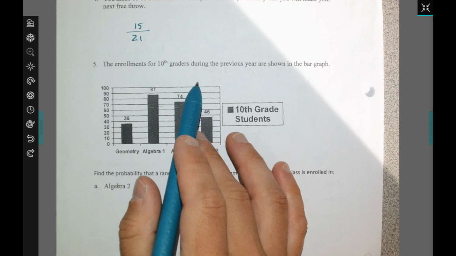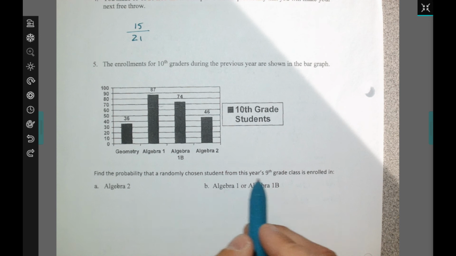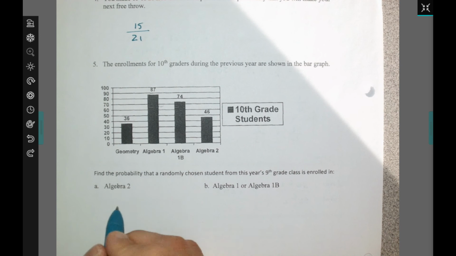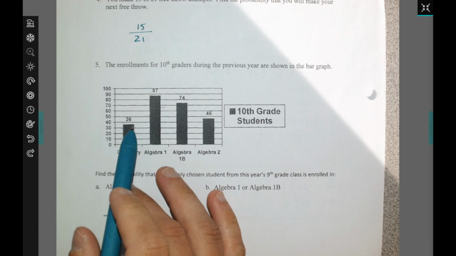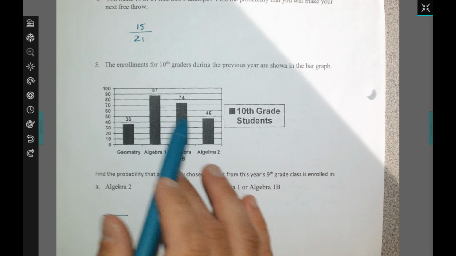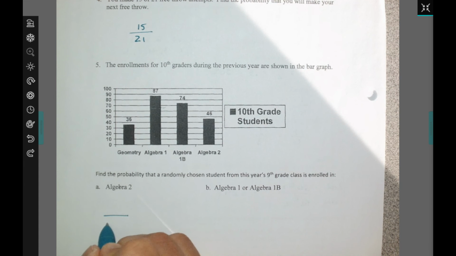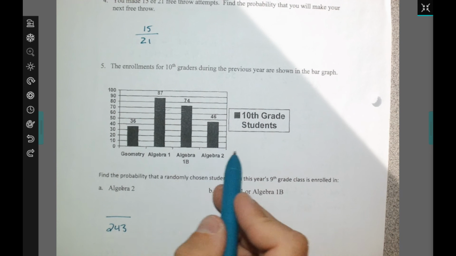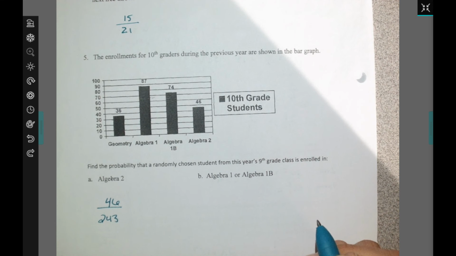So they give the enrollments for 10th graders during the previous year. I want to find the probability that a randomly chosen student from this year's 9th grade class enrolled in Algebra 2. So the key here is you've got to find the total number of students. You're going to do that by adding each of these bars up. There's 243 students. And then we want Algebra 2. So we're going to end up with 46 out of 243.